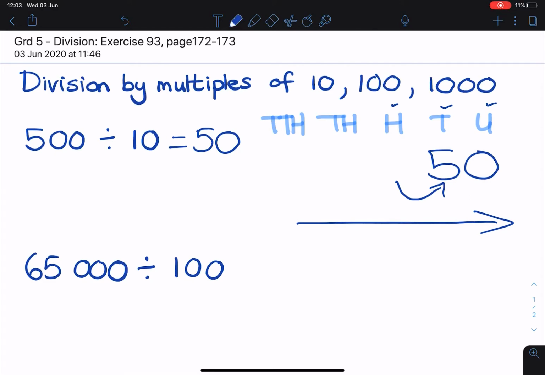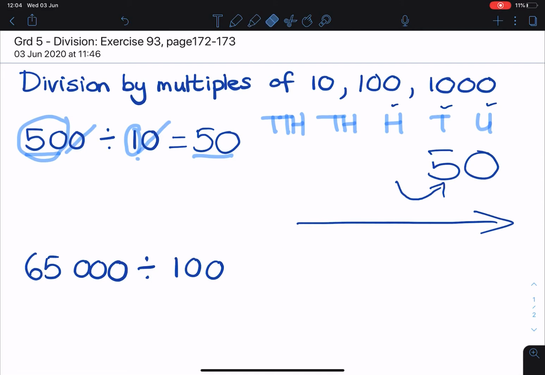500 divided by 10. If we cancel a 0 on that side and we cancel a 0 on that side, we are left with 50, which is our answer. When you cancel a 0, you divide by 10. 10 divided by 10 is 1. And 500 divided by 10 is 50. Let's look at the next one.